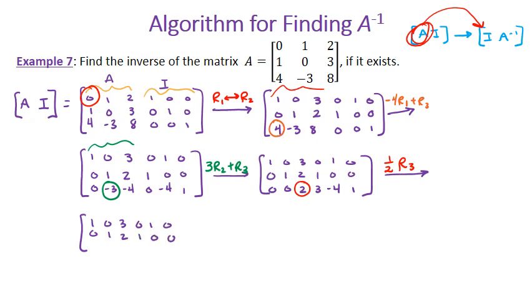Isn't this entertaining? So I have 0, 0, 1. This is 3/2, -2, and 1/2.